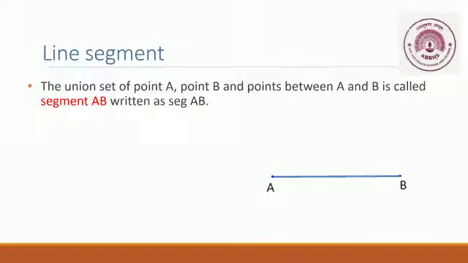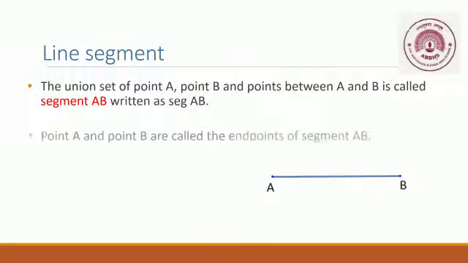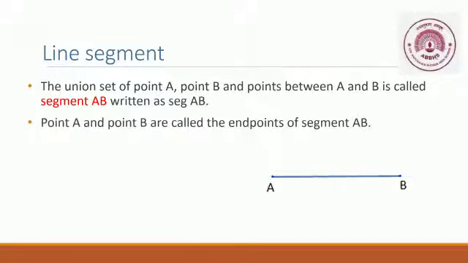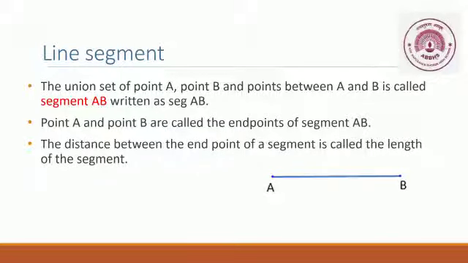The union set of points A, points B, and points between A and B is called segment AB, written as segment AB. Points A and B are called the endpoints of segment AB. The distance between the endpoints of a segment is called the length of the segment.